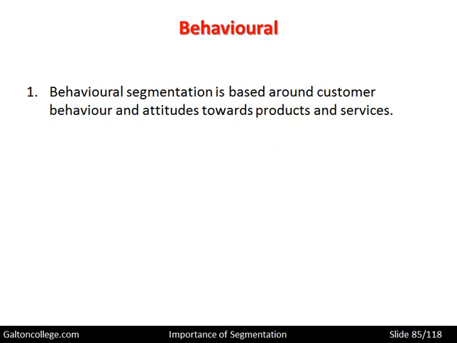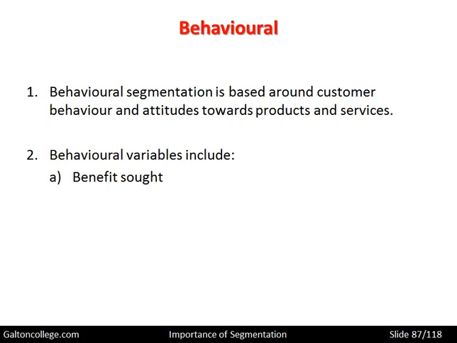Behavioral segmentation is based around customer behavior and attitudes towards products and services. Now, behavioral variables could include the benefits that are sought. It's looking at our attitudes and our behavior towards products and services. So we're looking for benefit. The consumer is looking for a benefit. So the company, in producing the product and in marketing the product, must make it clear to the consumer that there are benefits from purchasing the product and having the product. It meets customer needs. And the onus is on the marketing department to demonstrate to the customer how the product will meet their needs.